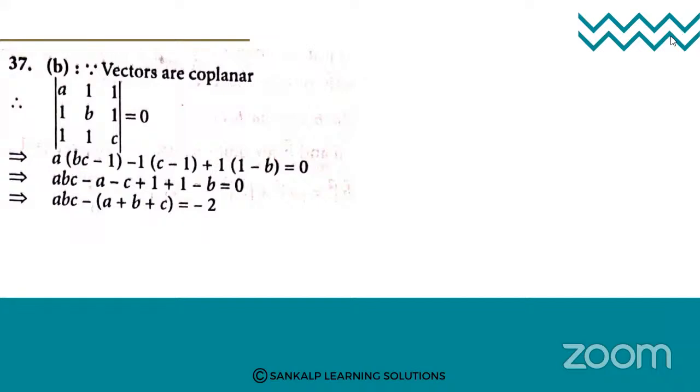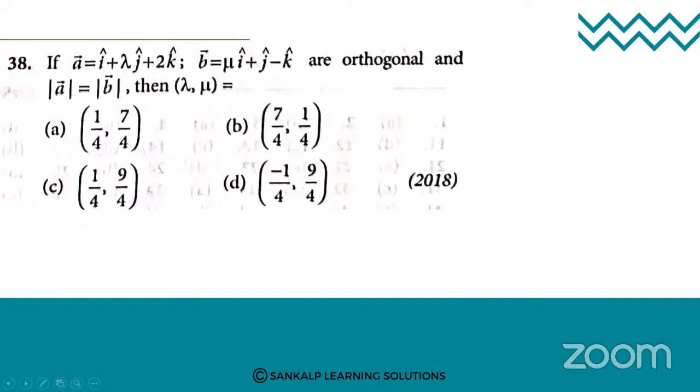Okay, next example, example number 38. The vectors are orthogonal, and they are asking us to calculate lambda and mu. Another hint is given: mod A is equal to mod B. So what is the condition? The modulus value of A is equal to the modulus value of B.